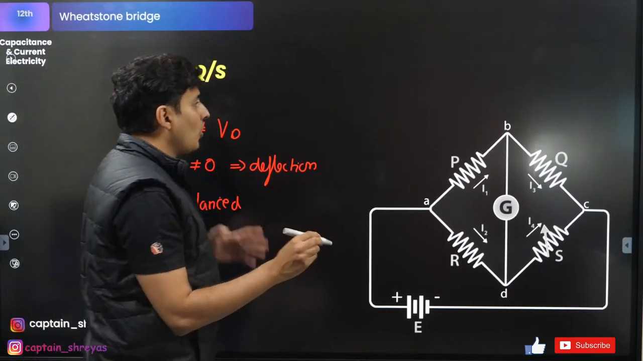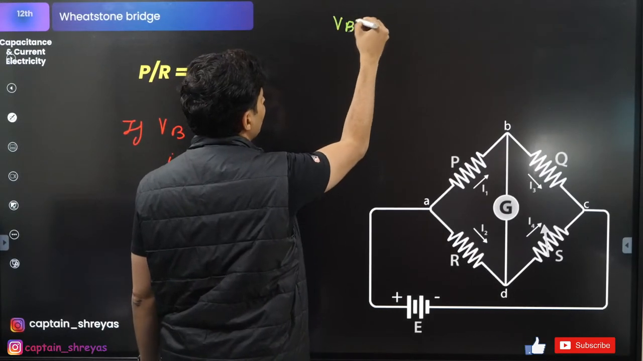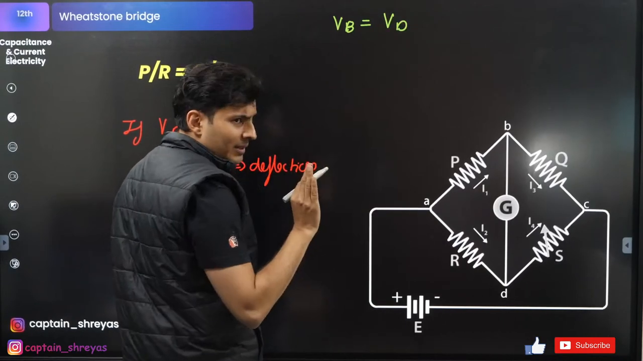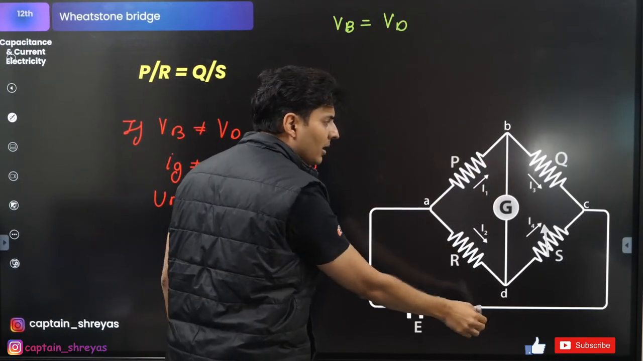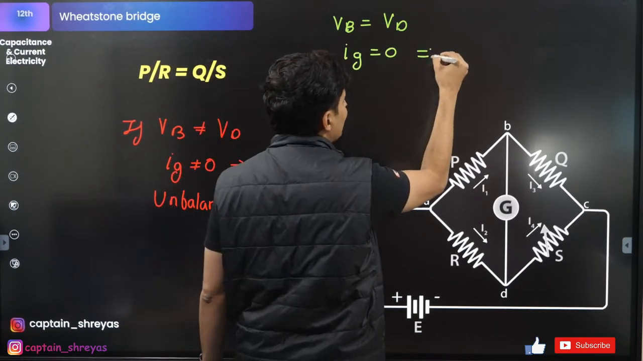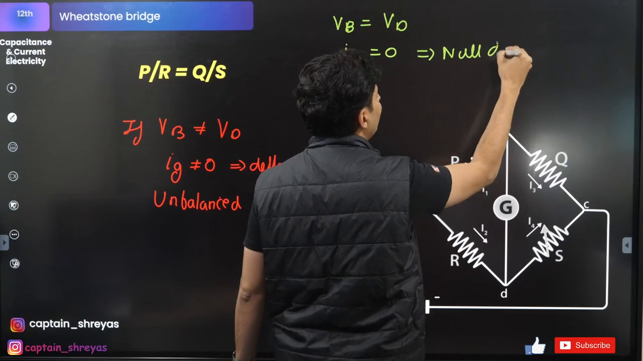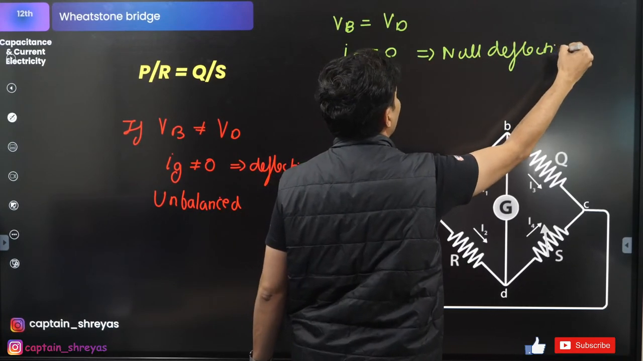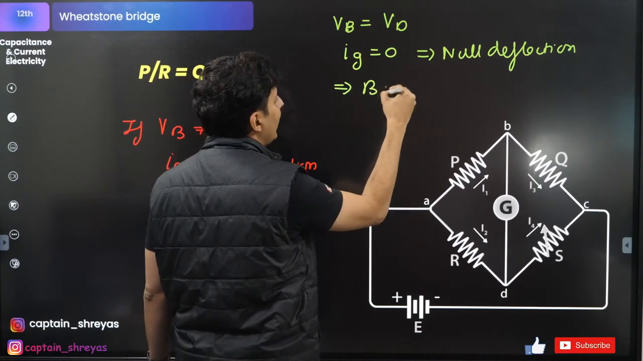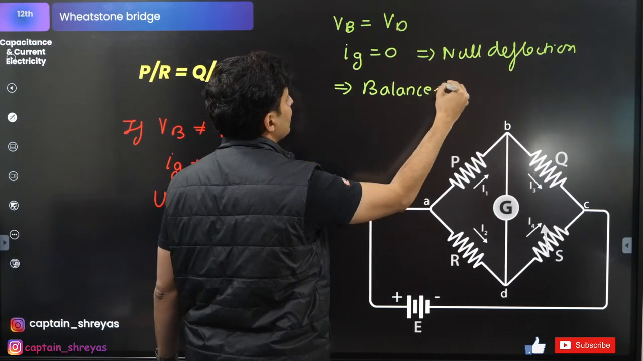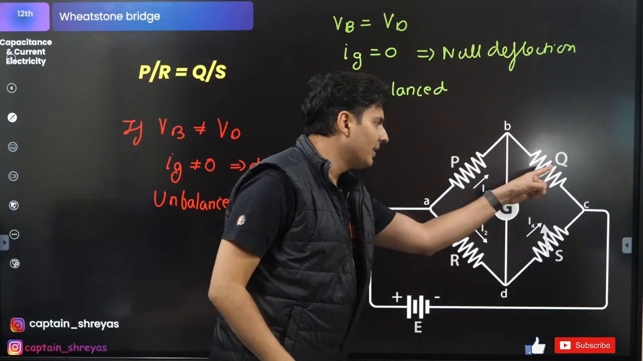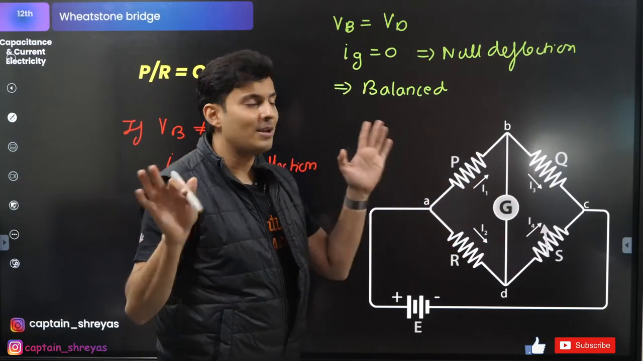But if it so happens that VB, point B and point D, the potentials are equal. Because the potentials are equal, there is no need of current. So the current flowing through the galvanometer will be zero. So such a condition is basically null deflection, no deflection in the galvanometer. Such a situation is said to be balanced condition. Whenever you see balanced condition, you will see this by this and this by this are in the same ratio.